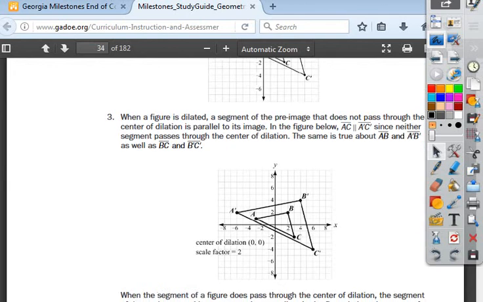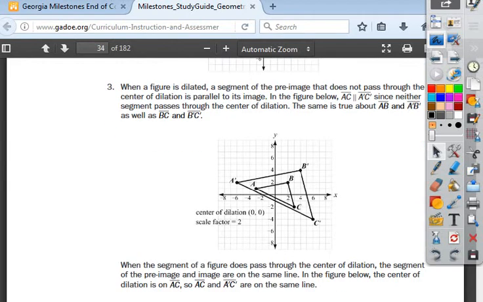How do we find the center of a dilation? Anybody remember? The center of the dilation. I don't know if this is what it's asking for here. But what you would do is say, well, A and A prime, I'm going to draw a line. And B and B prime, I'm going to draw a line. And C and C prime, I'm going to draw a line. And see where they all hit. 0, 0, that would be the center of the dilation.